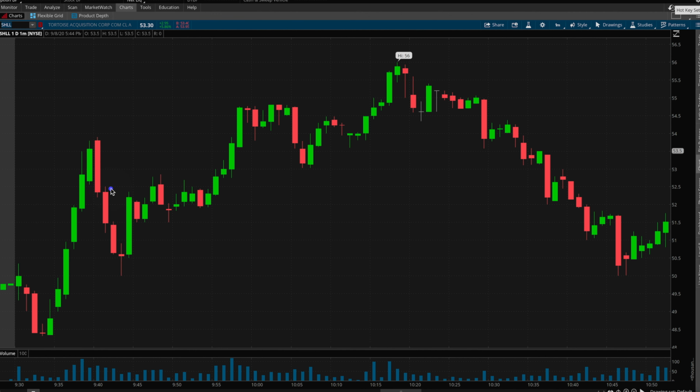So an entry to go short in this example would be here on this next candle, which opened after this bearish engulfing pattern had closed and the price had continued to go down. And the stop for this setup would be the top of the red candle here.